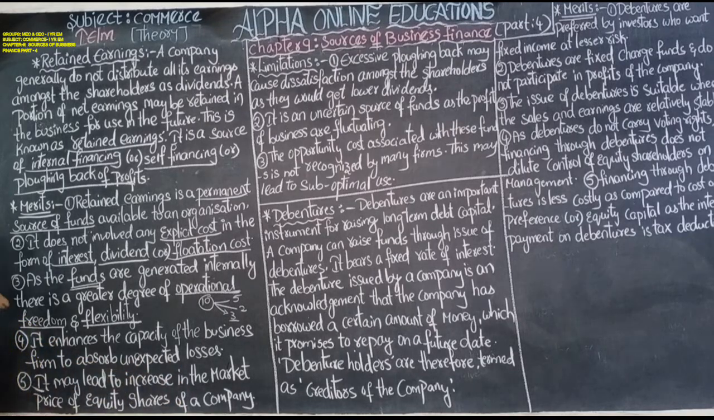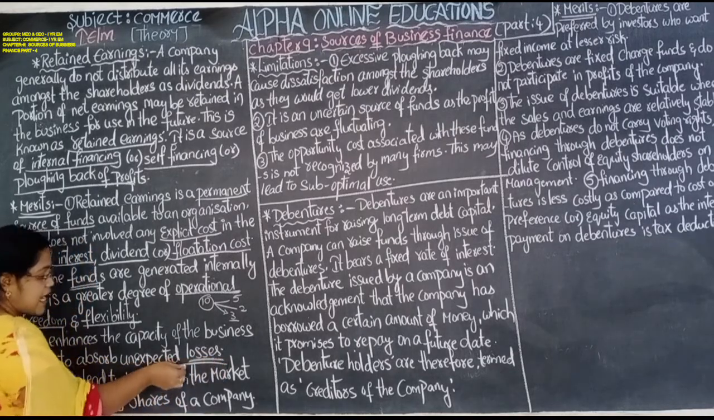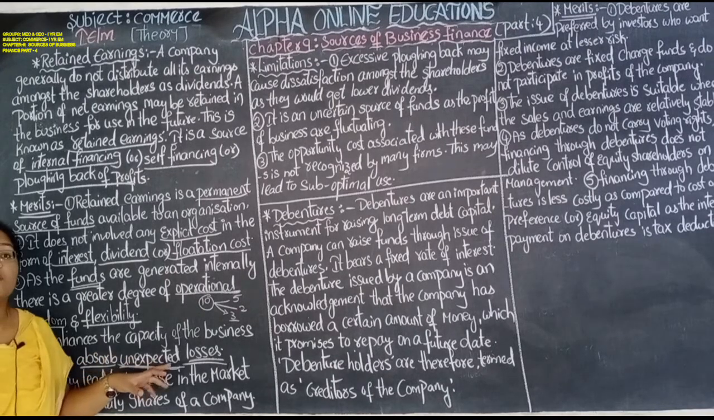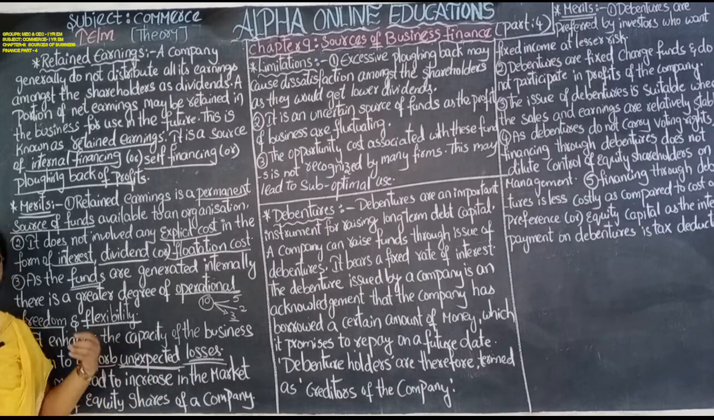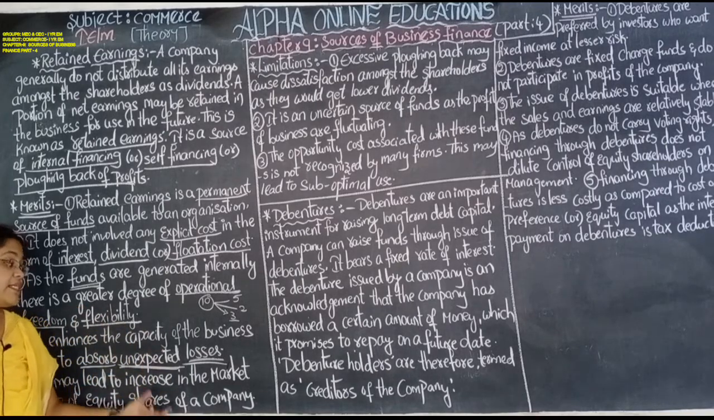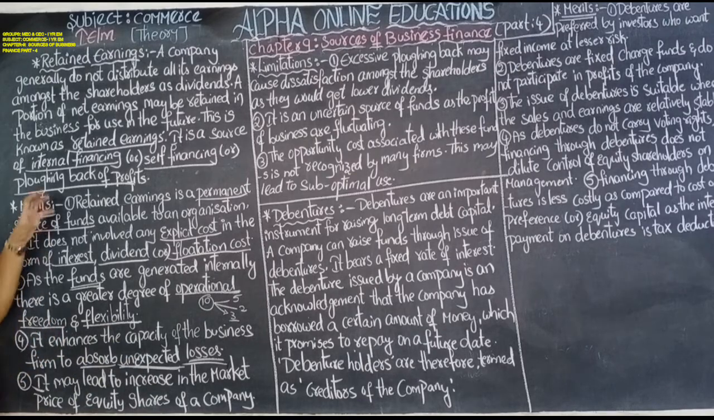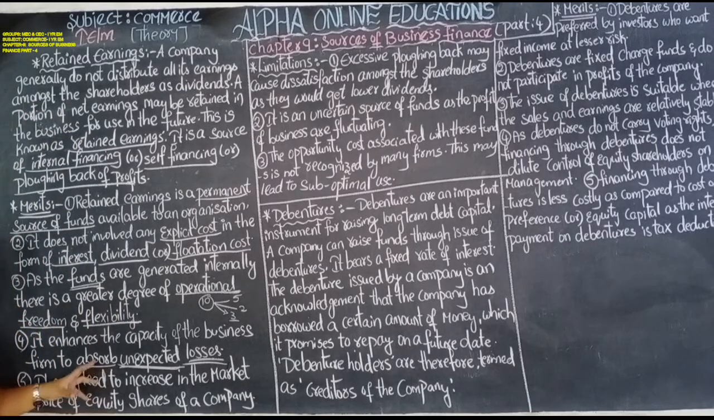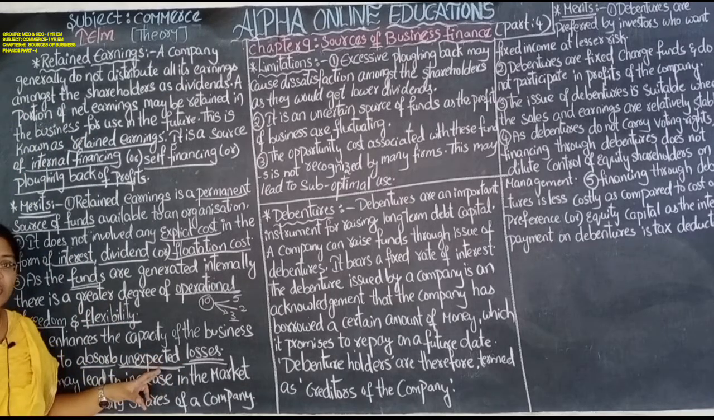If there is a sudden or unexpected loss, retained earnings will help the business absorb it. Whatever loss is caused can be covered. The loss amount can be paid by the business with the help of the amount which is reserved, that is, retained earnings. The retained earnings are used to pay unexpected losses, so for that purpose also it will be helpful.